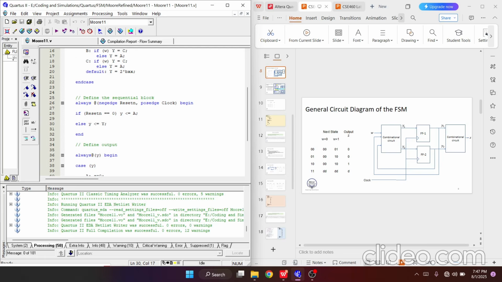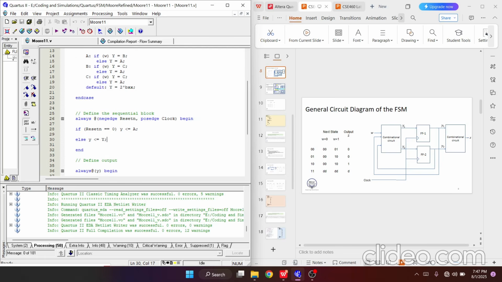Now in this second always block we can see negedge resetn and posedge clock. So it means that if we encounter the 0 or downward edge for the resetn signal, and resetn is equal to 0, then y will be initialized, that is, you will go back to the initial state. This is what it means. Else the small y will get the value of capital Y.